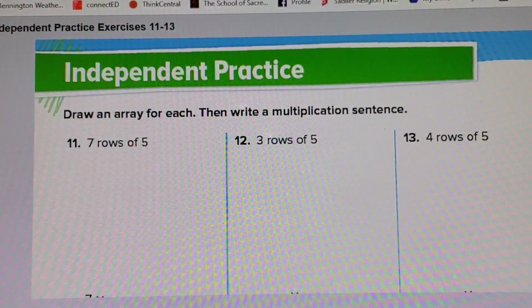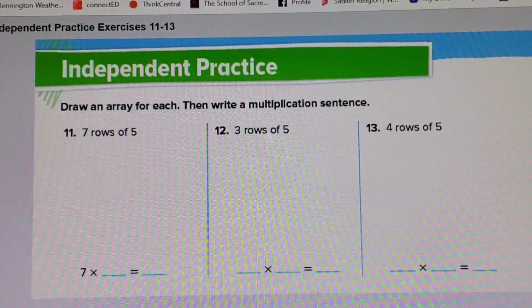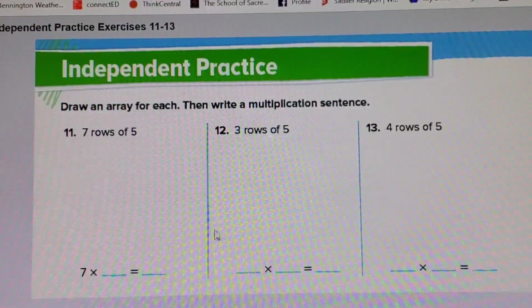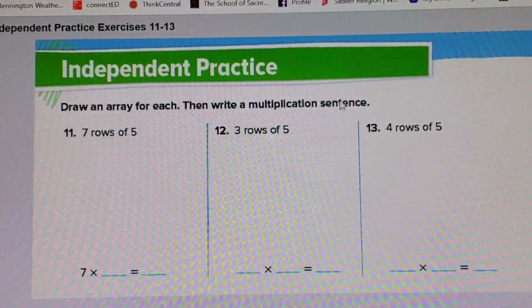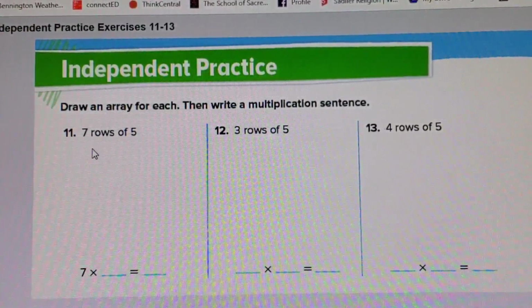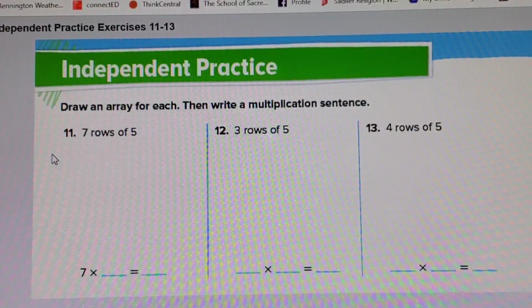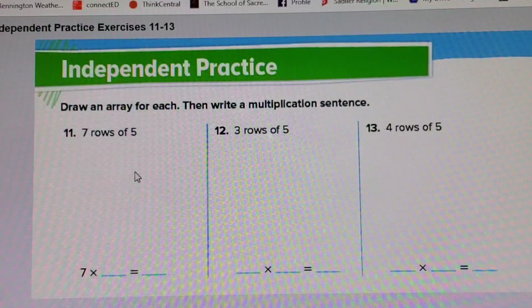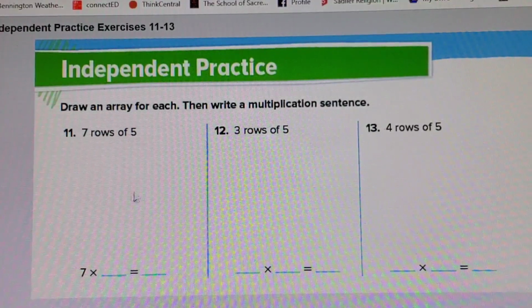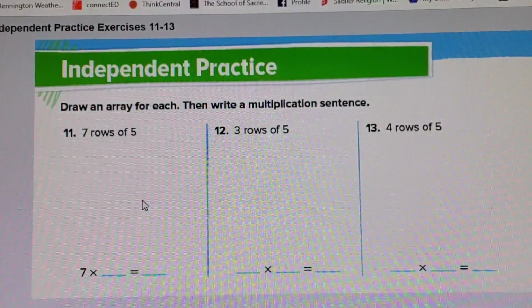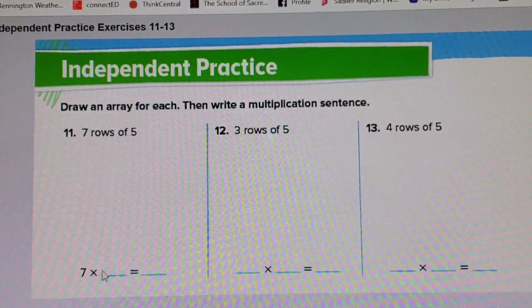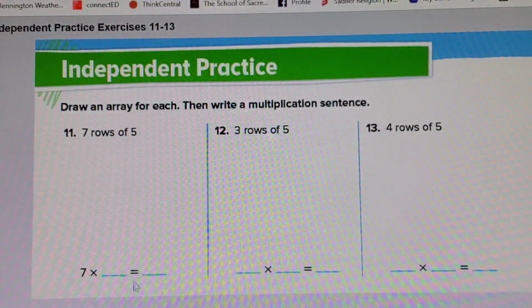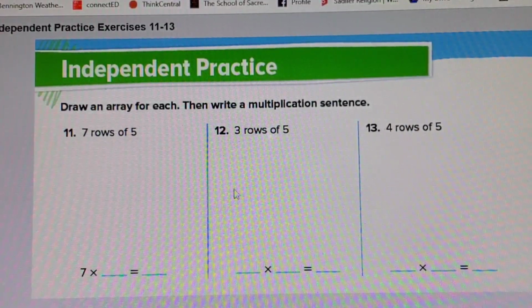Here you're going to draw some arrays. Remember, dots and circles are much easier to draw. After you draw the array, you'll write a multiplication sentence. So here you're going to have 7 rows of 5. So 1 row of 5, 2 rows of 5, 3 rows of 5, 4 rows of 5, 5 rows of 5, 6 rows of 5, 7 rows of 5. And you can skip count. So 7 times 5 equals, and you can write the answer here.